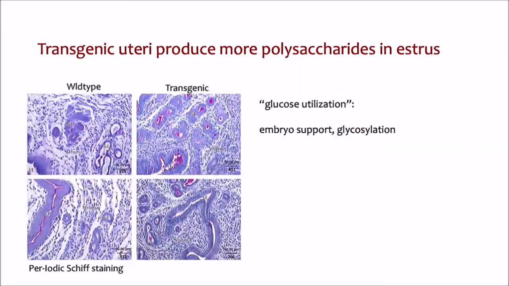So luminal epithelium. We also asked what the story is with glucose utilization, and what we see is that here on the right, these are transgenic uteri, and this is the wild type, that we have a much stronger mucus production in these mice. So all that you see in color here.